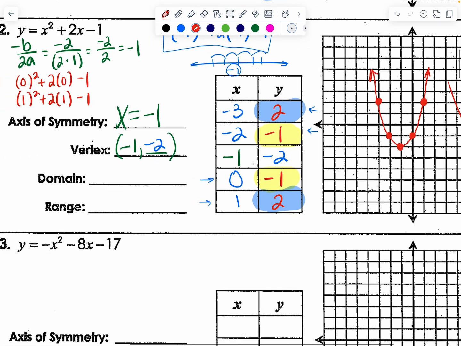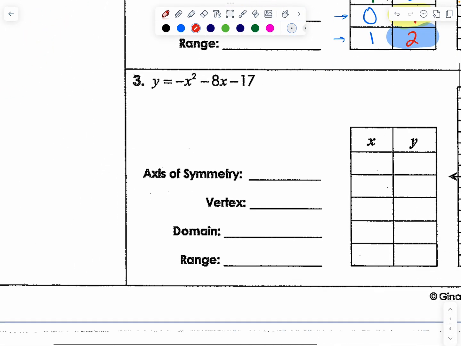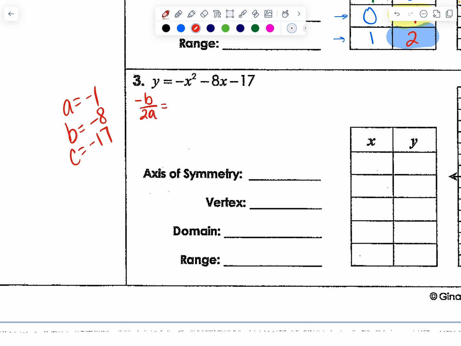Let's do one more. All right, if we look at number 3, my A value is -1, my B value is -8, and my C value is -17. So we're going to start off with axis of symmetry. So to do that, we have -b over 2a. Now, be careful on this because our b value is already negative, right? So when we put this in, this is the negative that goes from the formula, right? And then we have the negative that is also with the number 8 because that's what our b value is.